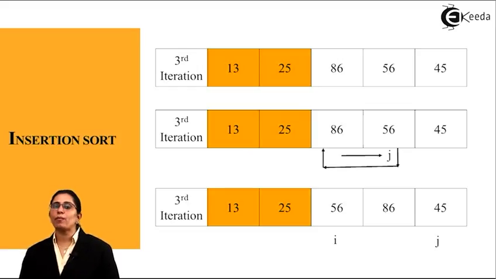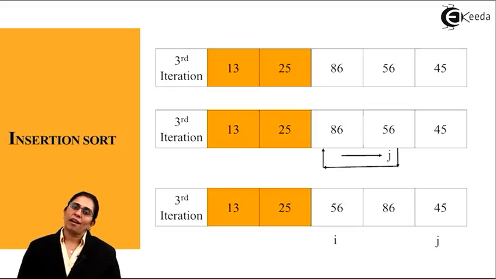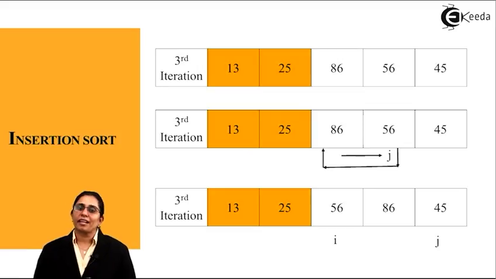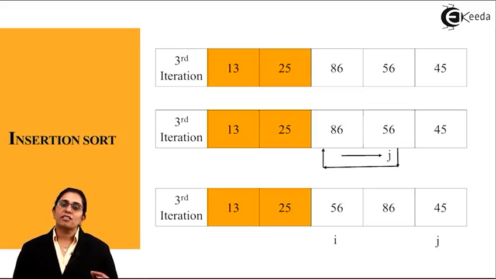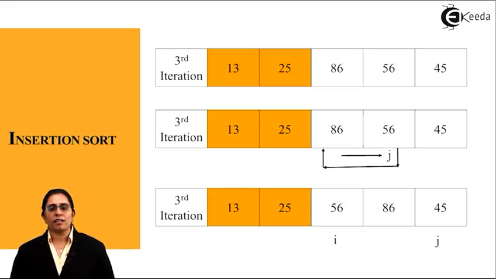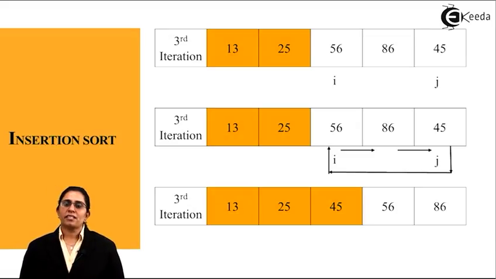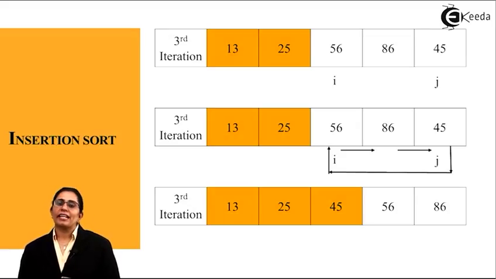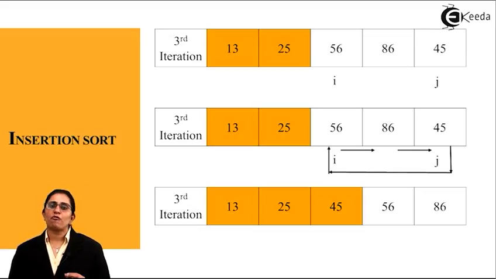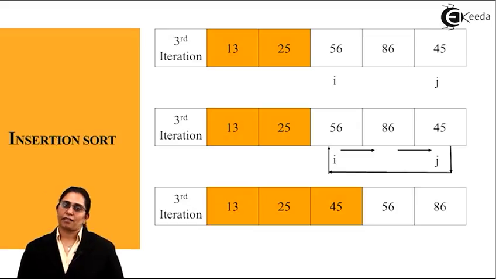But as I increment my value of j, what happens? The i and j location values are again compared. So 56 is greater than 45. So again the insertion sort method has to be applied over here. And when we apply this, the value of 45 is moved to the location of 56, 86 is moved to the location of 45, and 56 is moved to the location of 86. So after the third iteration, it becomes 13, 25, 45, 56 and 86.